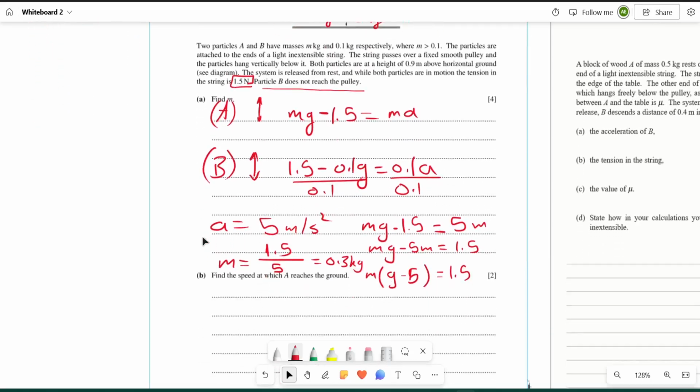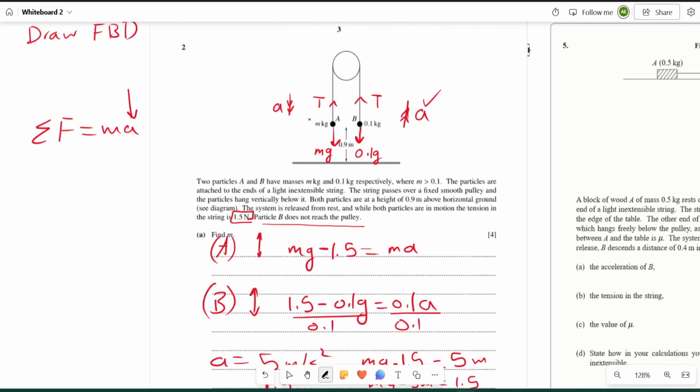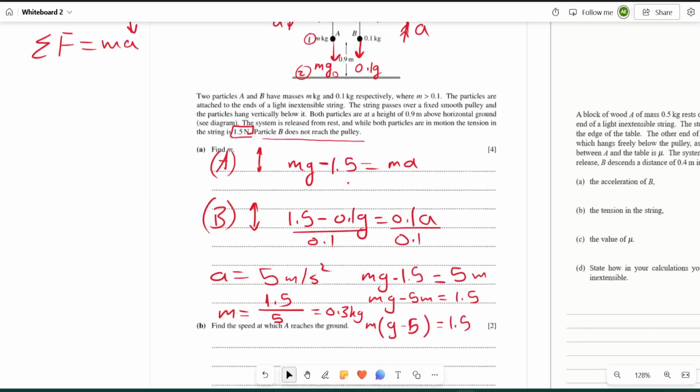Now, in order to solve this, we need to think about A. The speed at which A reaches the ground, I will need to specify 2 points. My initial point is when A was here, when the system was first released. And the second point, I want to know what's the speed of A as it reaches just before hitting the ground.